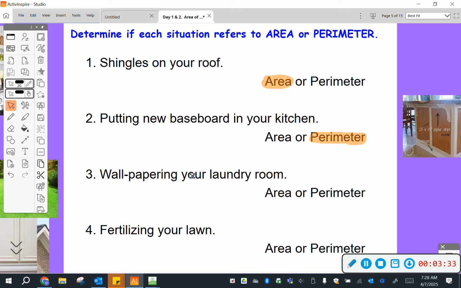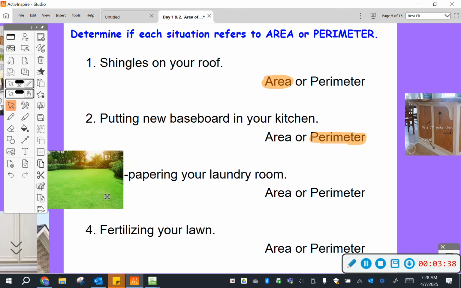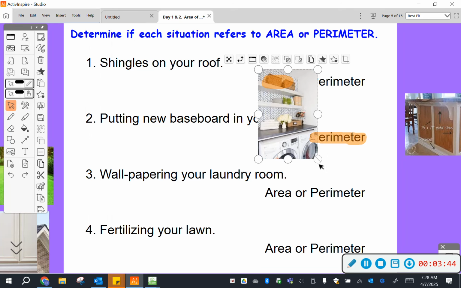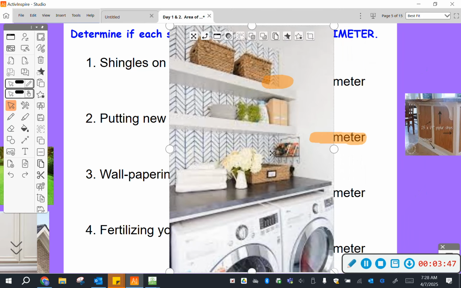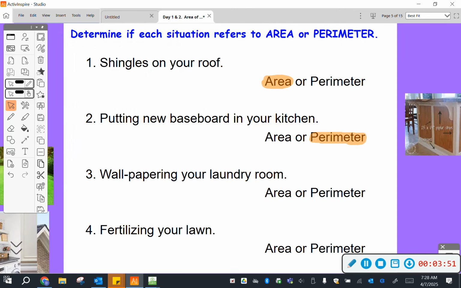What about wallpapering your laundry room? Y'all know what wallpaper is, right? What if I put up wallpaper in the laundry? Oh, here we go. Wallpaper in my laundry room. Is that perimeter or is that going to be area? That's area. It's putting it on the whole wall, so it's the whole thing.